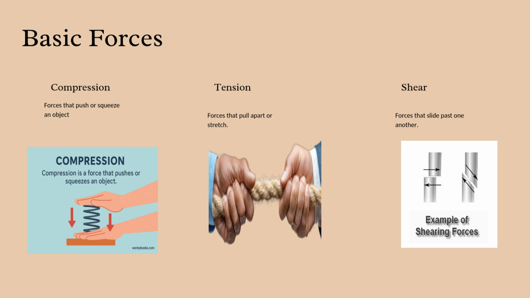Second, tension. Tension is the opposite. It pulls structures apart. Imagine pulling on a rope from both ends. In the body, muscles and tendons create tension forces on bones.